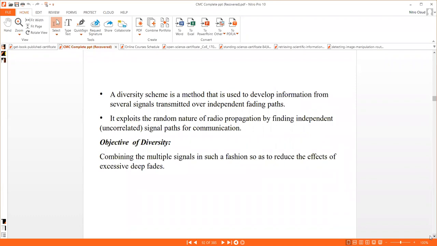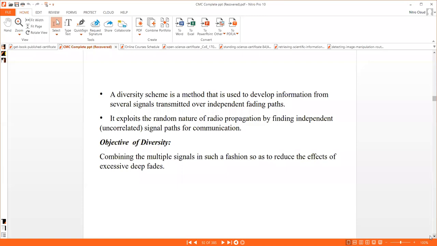A scheme connected to diversity is a method used to develop information from several signals transmitted over independent fading paths. There may be fading paths, but once the scheme is employed, the signal is taken in different paths. Let it be fading paths itself; because of that, the scheme is going to be helpful. Once again, it exploits the nature of radio propagation by finding independent signal paths for communication.